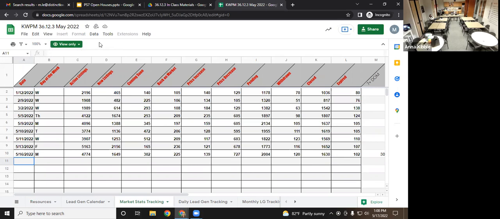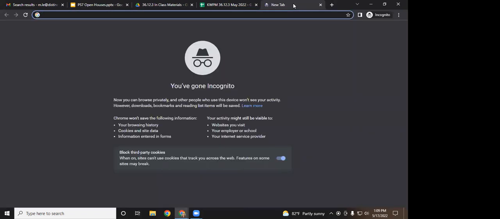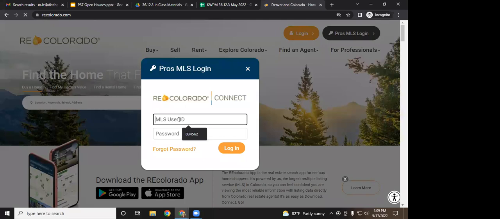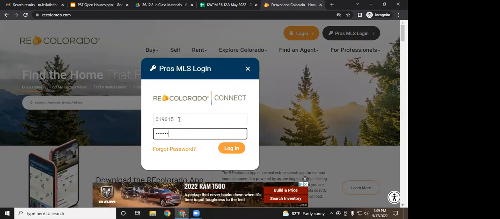So let's just look at the numbers. Has anybody looked at the numbers today? I have not yet, but I'll write them down in my spreadsheet and I'll send them to Anna so that she can update them. So we'll have them for tomorrow.